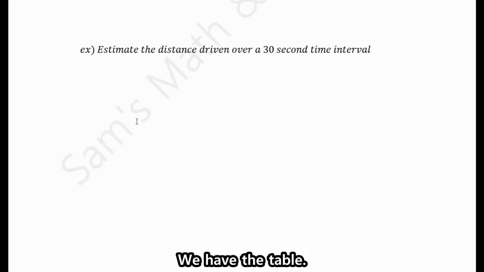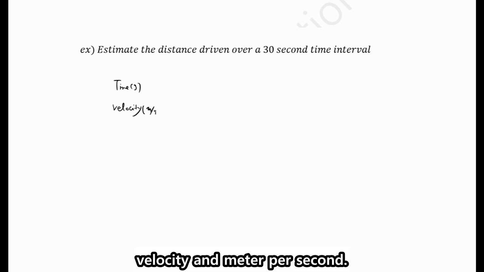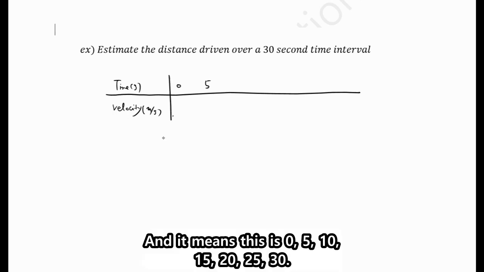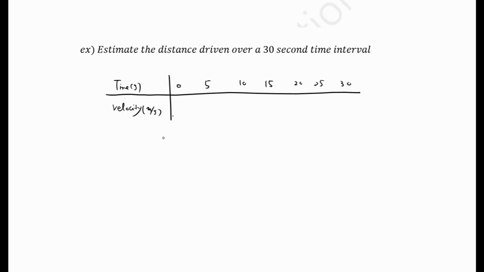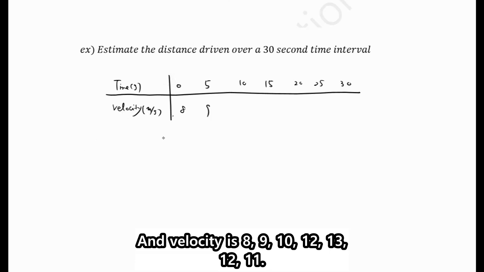We have a table. The table has time in seconds and velocity in meters per second. The times are 0, 5, 10, 15, 20, 25, 30, and the velocities are 8, 9, 10, 12, 13, 12, 11.